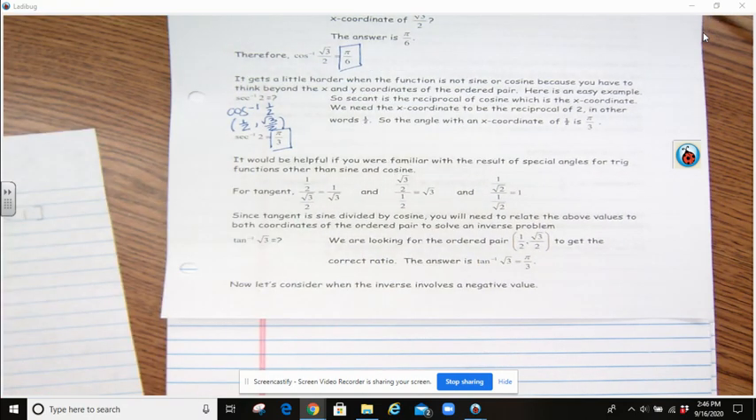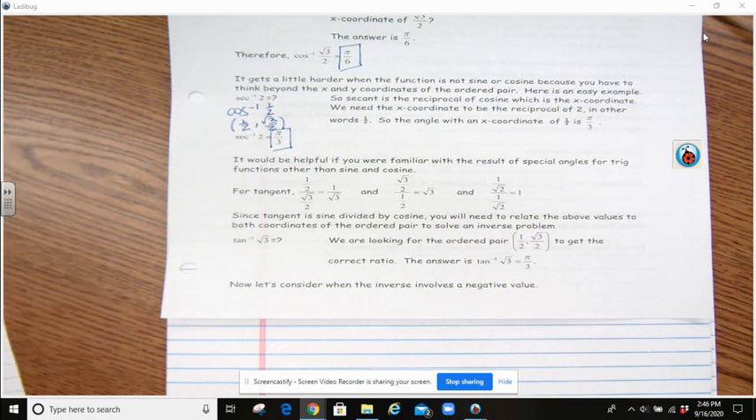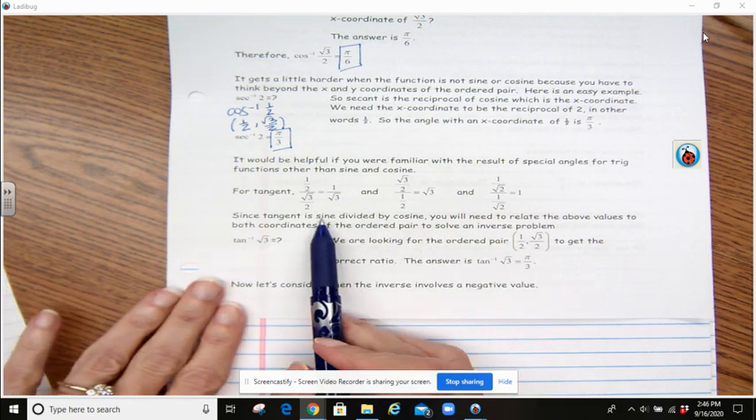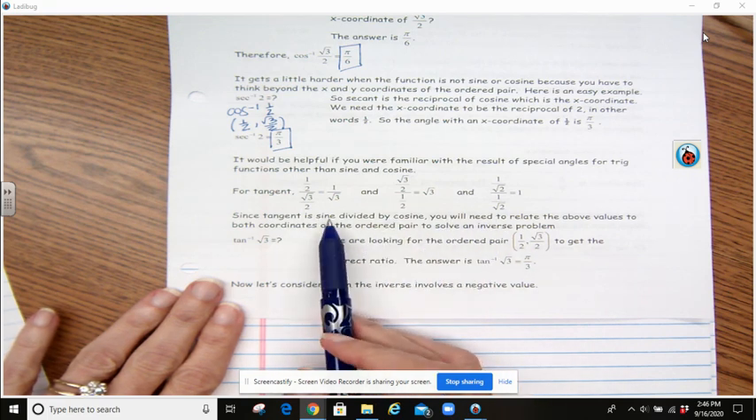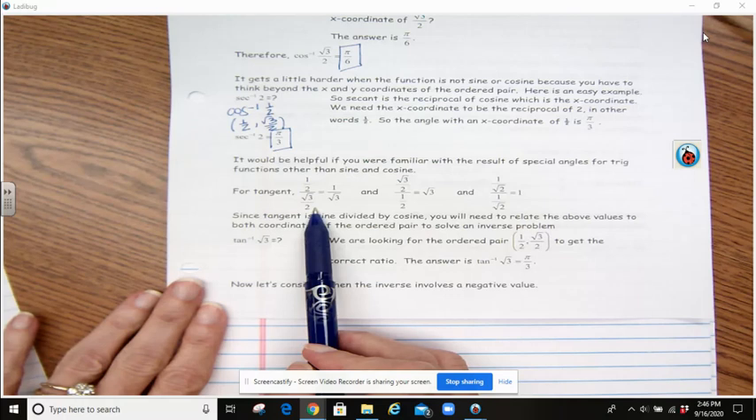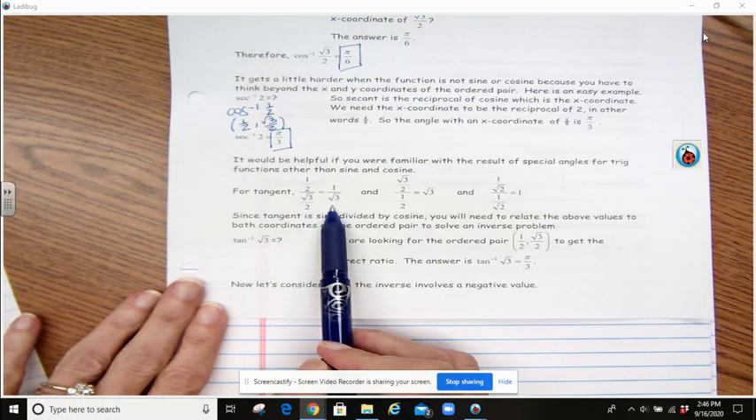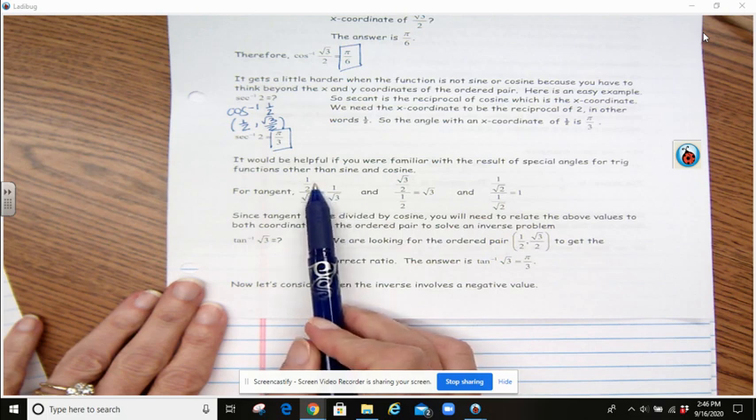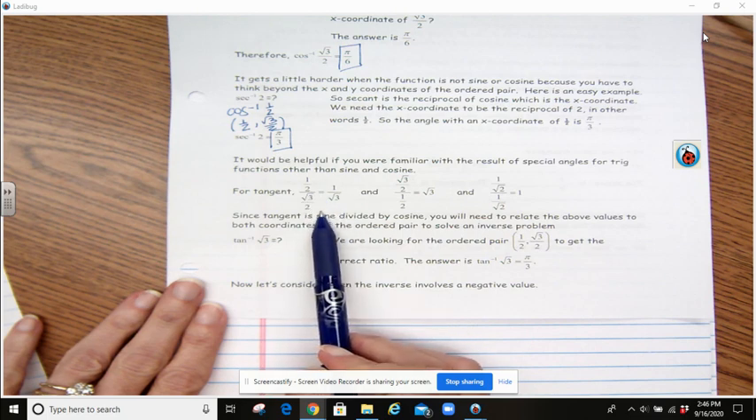Okay, what's most difficult is when it is tangent or cotangent, because tangent is the y-coordinate over the x-coordinate and cotangent is the x-coordinate over the y-coordinate. So if it's an inverse tangent or inverse cotangent, it's not as easy as just looking at the value and knowing exactly where it fits into the ordered pair. These are the common ratios for tangent. For 1/2 divided by square root of 3 over 2, you get 1 over square root of 3. So if it's an inverse tangent problem and you see that value, it comes from the 1/2 being the y-coordinate and square root of 3 over 2 being the x-coordinate.